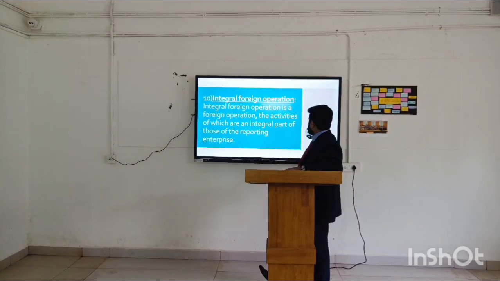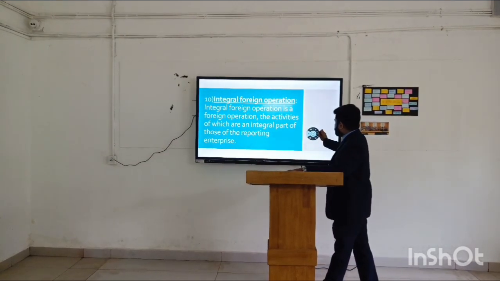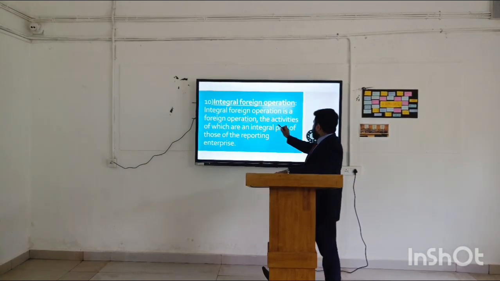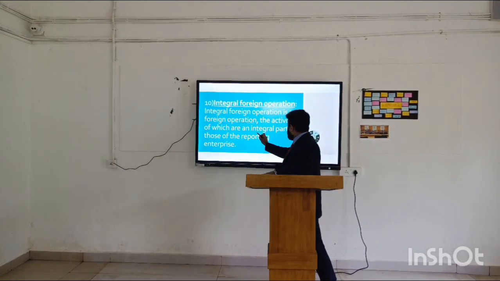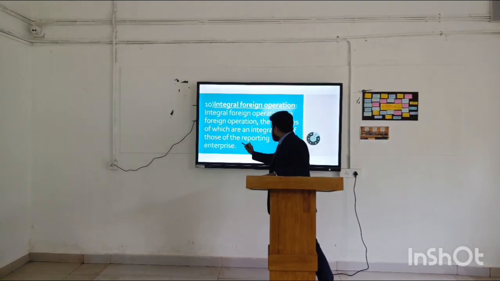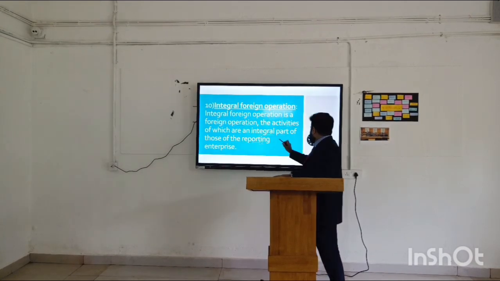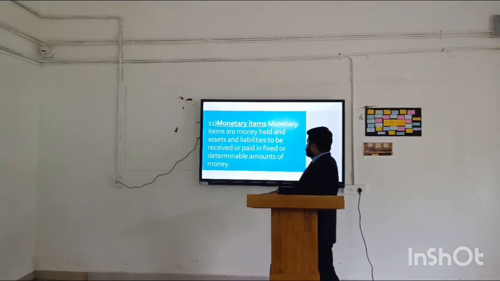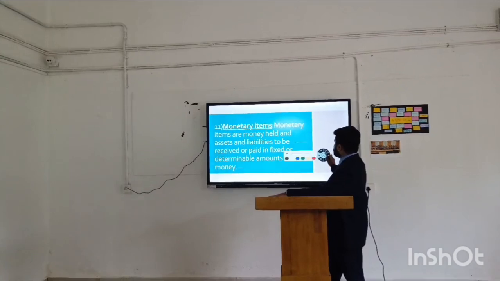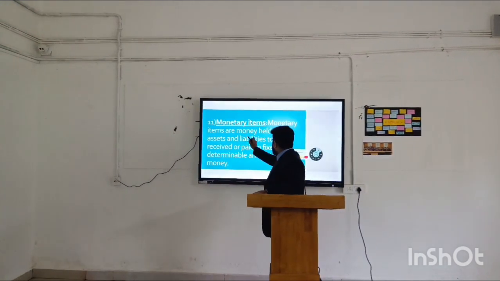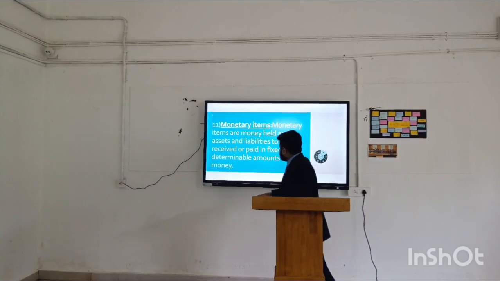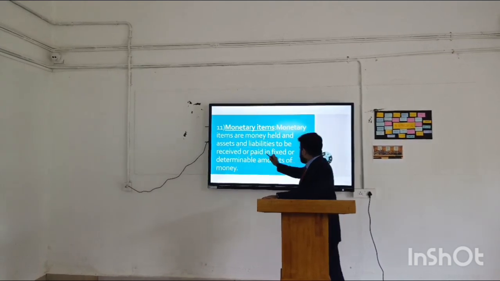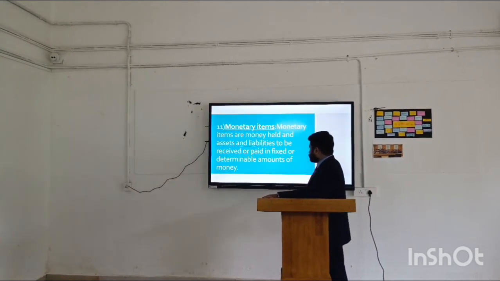Now, the tenth one, integral foreign operation. An integral foreign operation is a foreign operation, the activities of which are an integral part of those of the reporting enterprise. Now, the eleventh one, monetary items. Monetary items are money held and assets and liabilities to be received or paid in a fixed or determinable amount of money.